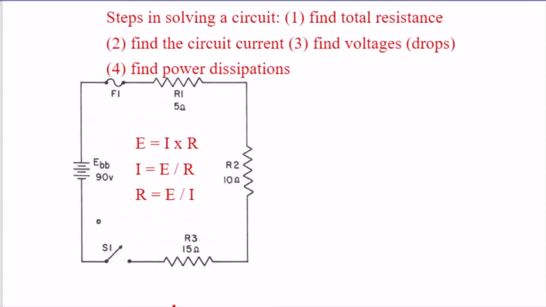When we set out to solve a circuit, we're going to do four things. We're going to find the total resistance of the circuit. We're going to find the circuit's current. We're going to find the voltages around the circuit, as well as, in some cases, the voltage of the battery or the power source. And we're also going to find power around the circuit. In this case, it's going to be the power that's dissipated by the three resistors, R1, R2, and R3.